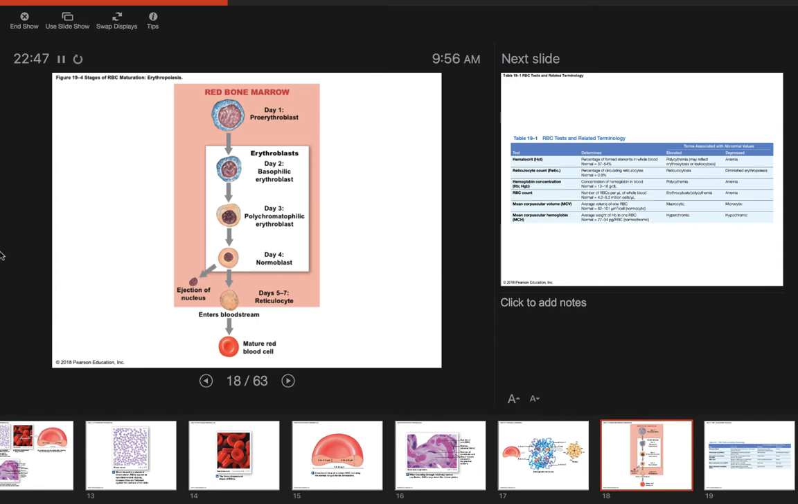Okay? It starts out as a proerythroblast, and what do we see inside that cell? A nucleus. And what is that nucleus producing? The hemoglobin, right? The hemoglobin protein. So it's producing that. And then we see by day four, the nucleus gets ejected. We're still inside the red bone marrow, but now the nucleus gets ejected, and we end up with this immature red blood cell called a reticulocyte. It's got all the hemoglobin that it's ever going to have, and the nucleus is ejected from the cell. Then that reticulocyte enters the bloodstream as a mature red blood cell. Okay?